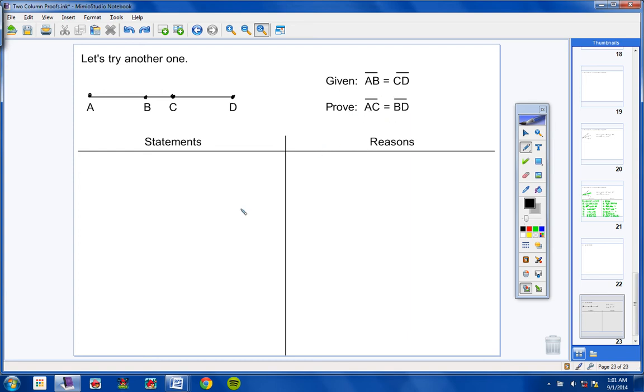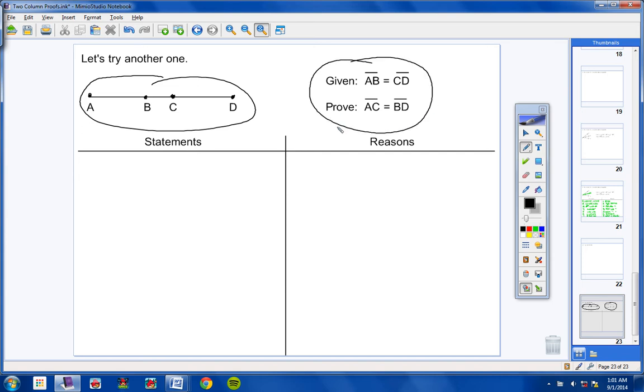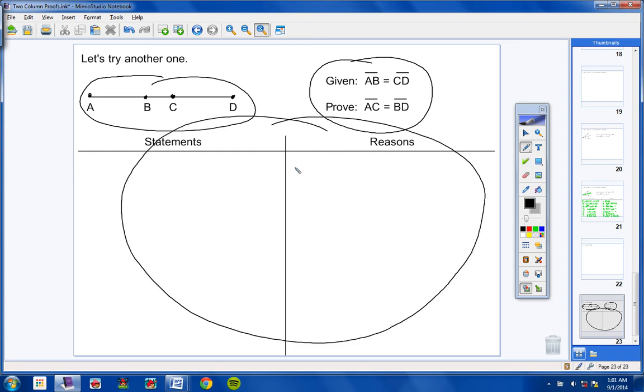All right? So I'm going to wait about 30 seconds. Go ahead and copy this in your notes if you would, please. Go ahead and copy your given and what you're trying to prove in your notes, and then go ahead and get your two-column proof all set up, okay? Go ahead and get your lines drawn and get the word statements written and the word reasons written, okay?